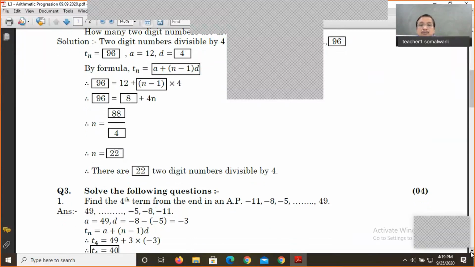Find the fourth term from the end. It is E and D. End means last. In the AP minus 11, minus 8, minus 5, and so on till 49. The last term is 49, but we have to find the fourth term from the last. That is the end. End से निकालना है ना, last से निकालना. तो क्या करना है? There are two methods.